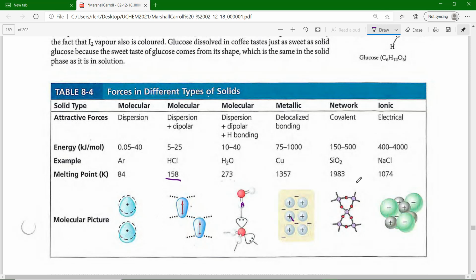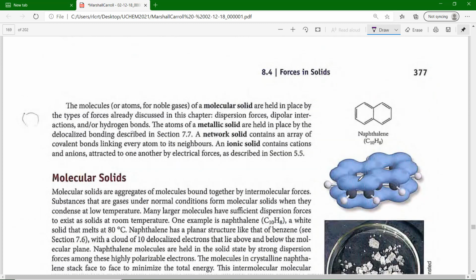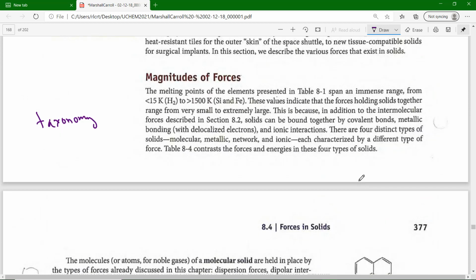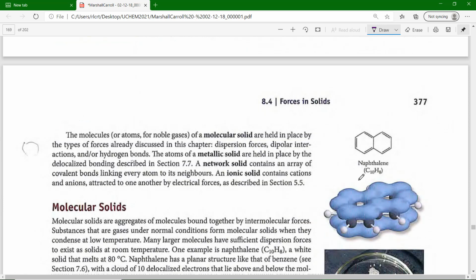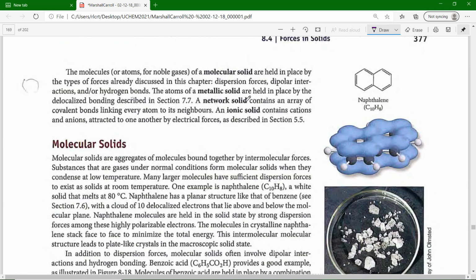So very important table. Again, I might print that out on an index card and use that to help you. So let's take a look here. Molecular solid: dispersion forces, dipolar and hydrogen bonds. Metallic solid: delocalized bonding. Network solid contains an array, that means a repeated arrangement, of covalent bonds linking every atom to its neighbor. Should I say repeated arrangement?